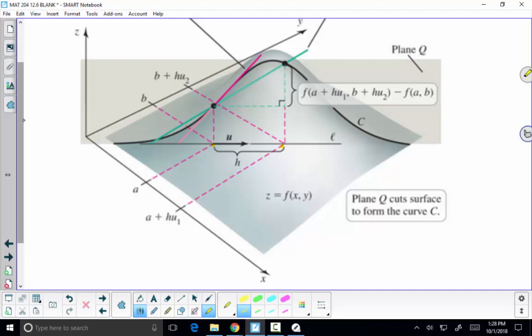So h does not refer to the hypotenuse of the secant line. No, it's this direction. It's the base of the secant triangle. Yeah, h is the base of that secant triangle. Pretty much a line on the domain.